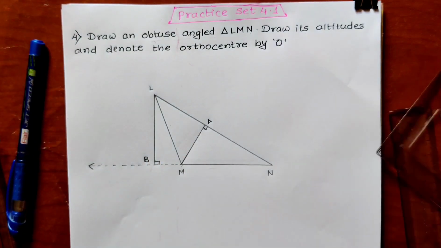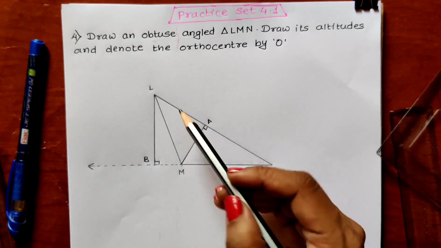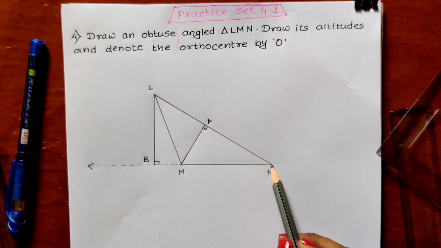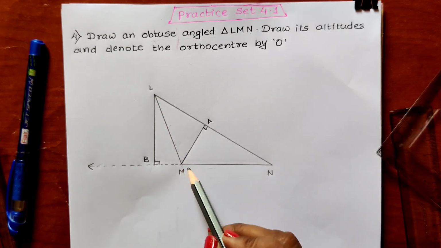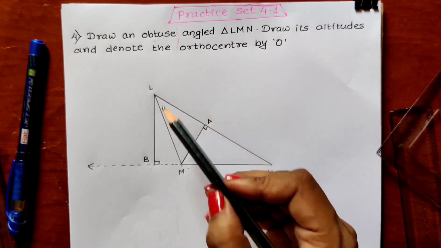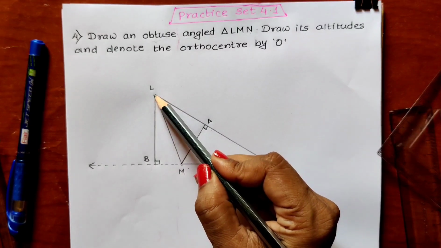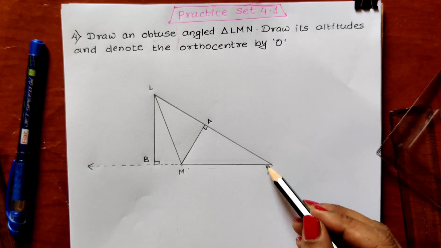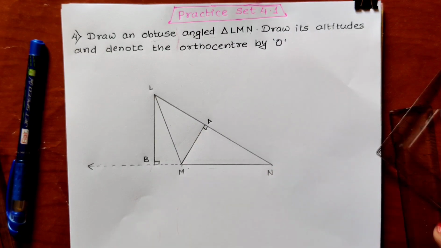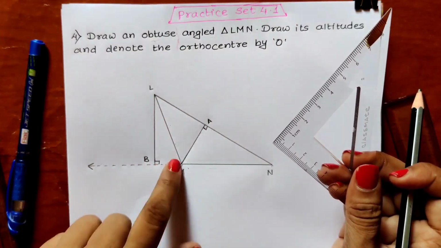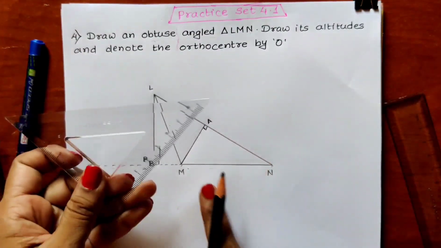Now we have to draw the third altitude. For drawing the third altitude, the altitude should be from vertex N on its opposite side LM. We have drawn the first altitude from vertex M. The second altitude we have drawn from vertex L. Now the third point remaining is point N, so from point N we have to draw an altitude. One side should match with side LM and the other side should pass through point N.